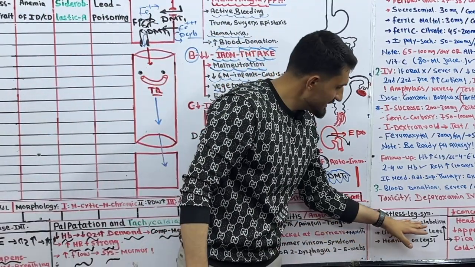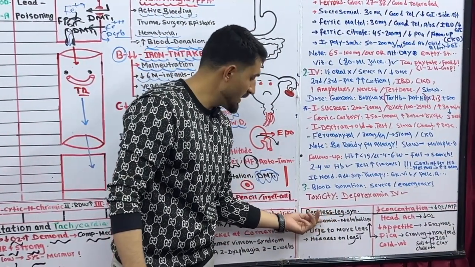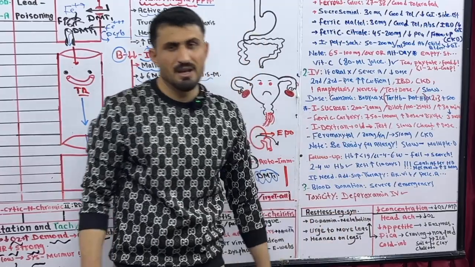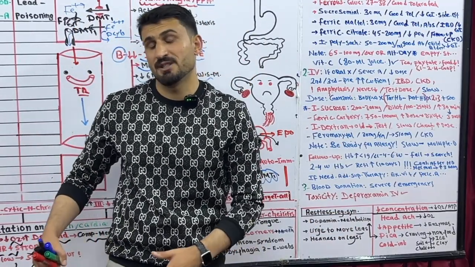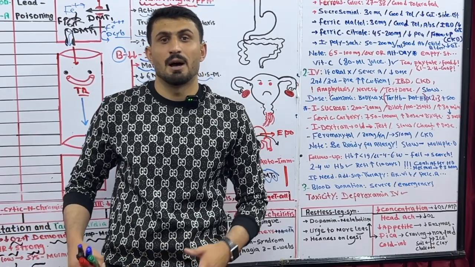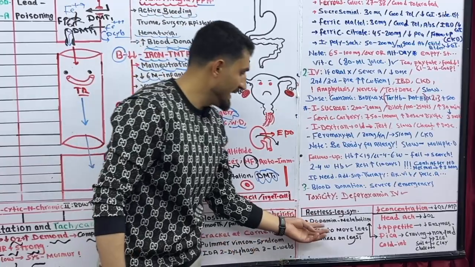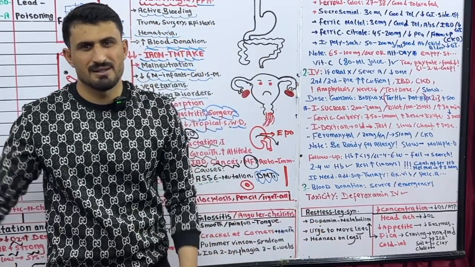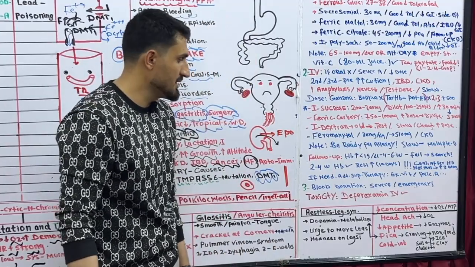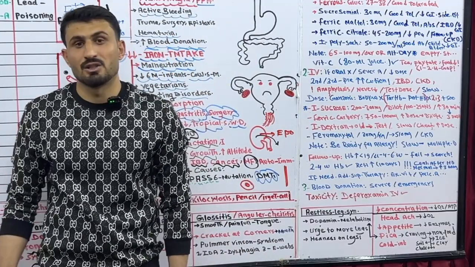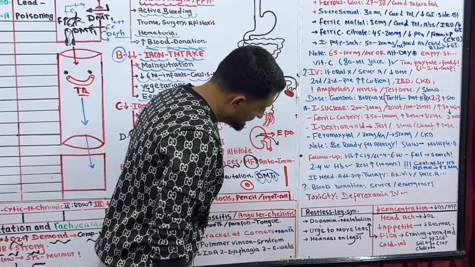The next thing that you can find in a patient with iron deficiency anemia is called restless leg syndrome. It means the patient cannot rest their legs in one position, specifically during the night. The patient feels heaviness and pain in their legs, and this is related to dopamine metabolism, because iron has a role in production of dopamine. Got it?